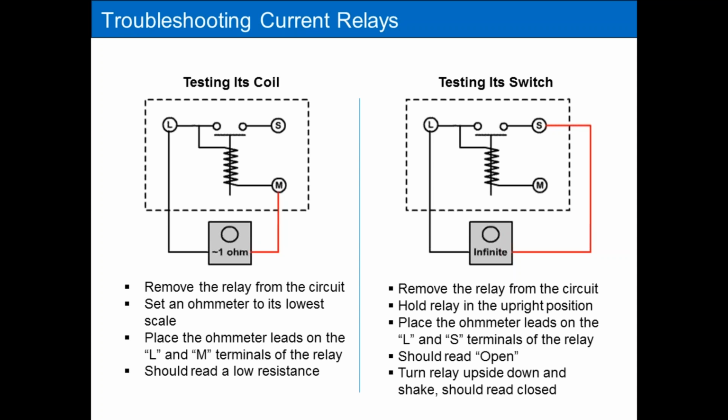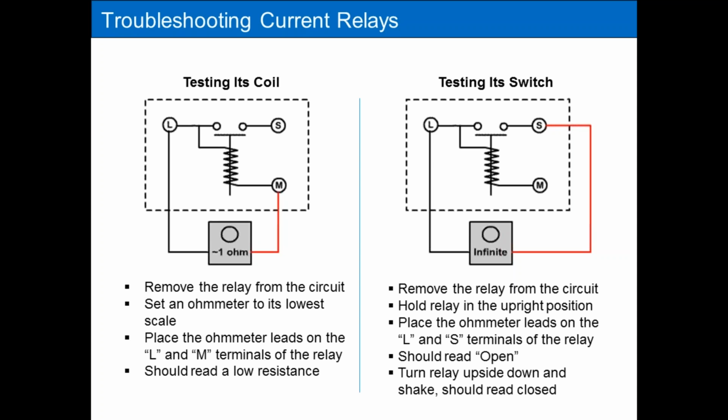Generally, you're going to read the coil resistance from the L and M terminals of the relay. I can't promise you that's always going to be the right terminal identification on every relay. So look on the relay and make sure you're measuring the coil resistance. And they all should be very low, typically less than an ohm.